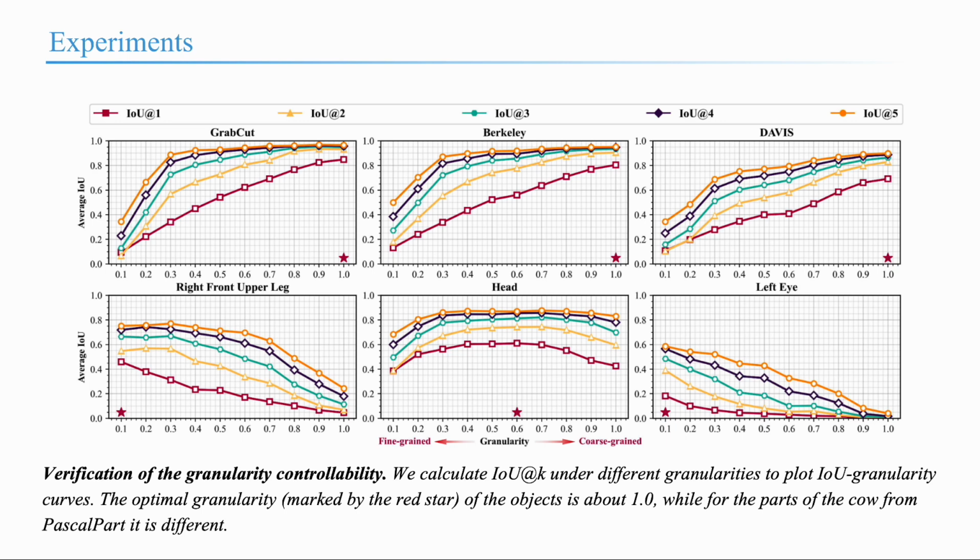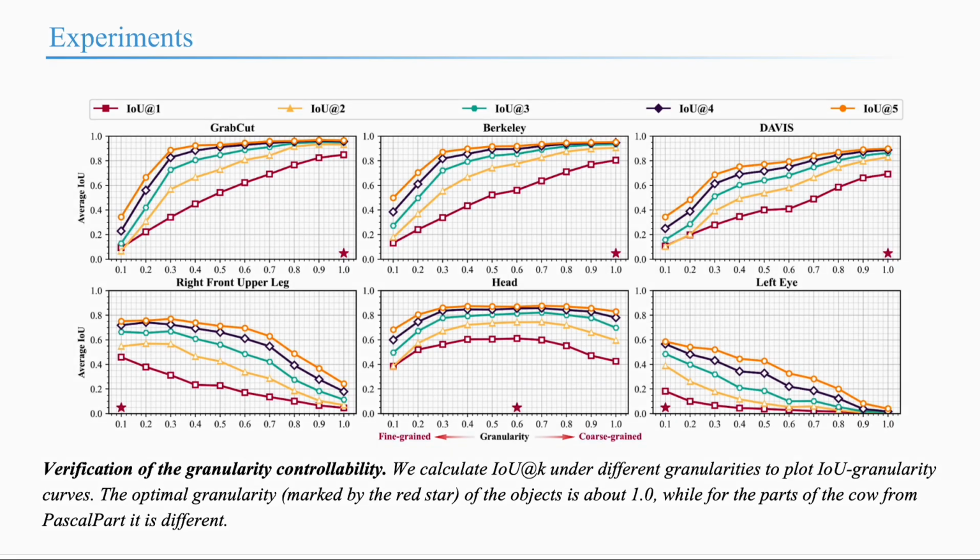For the part-level scenario, we randomly select 3 part categories belonging to the cow category for validation. For highly detailed parts such as the right front upper leg and left eye, GraCo performs optimally at a granularity of 0.1. For coarse-grained parts such as the head, the optimal granularity for GraCo is around 0.6. The part-level results further demonstrate that our GraCo possesses granularity controllability consistent with human cognition.